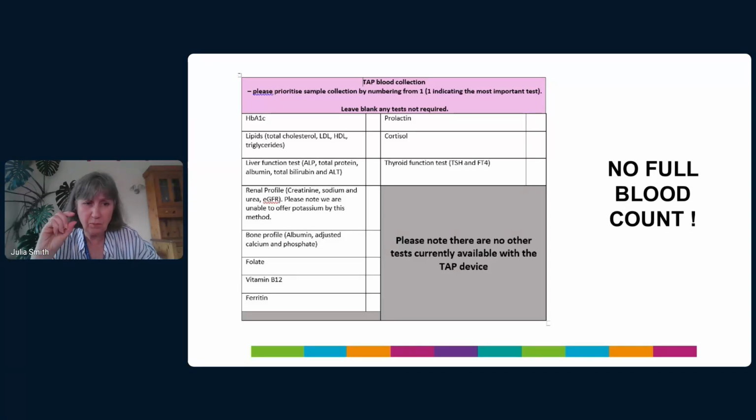Because it's just a small sample that's collected, not all the blood tests can be done on the one sample. So it was very useful for people to be able to prioritise which was the most important blood test that they wanted analysing from that blood sample. And this is a list of the blood tests that were available, and that's on the screen there. The major thing to remember is that full blood counts cannot be done with this TAP device.